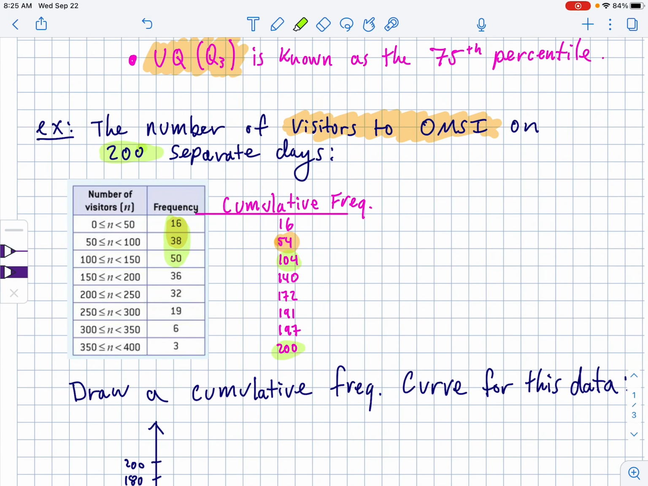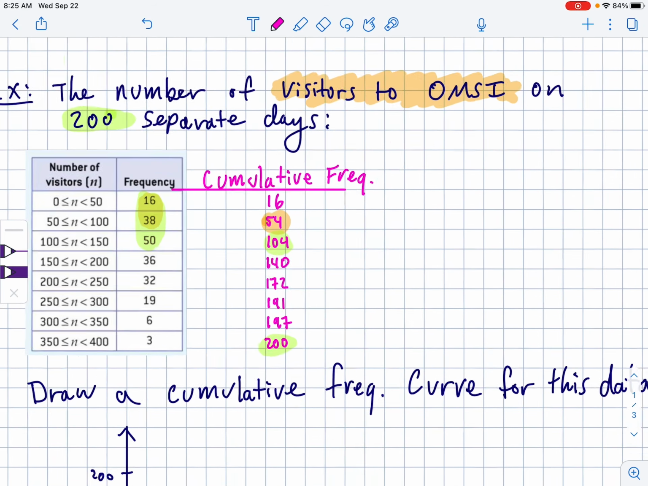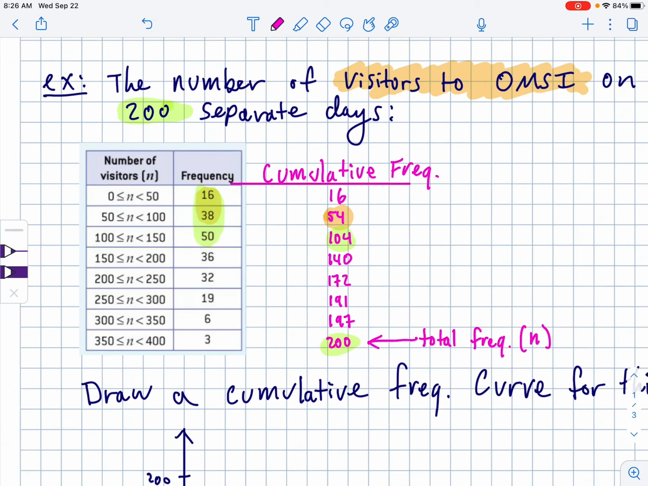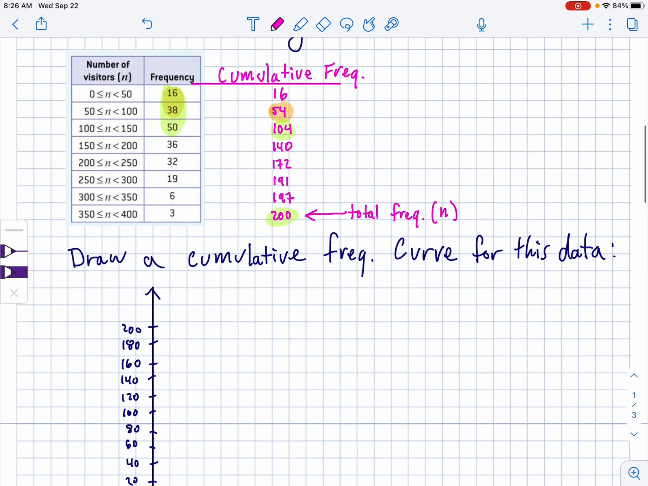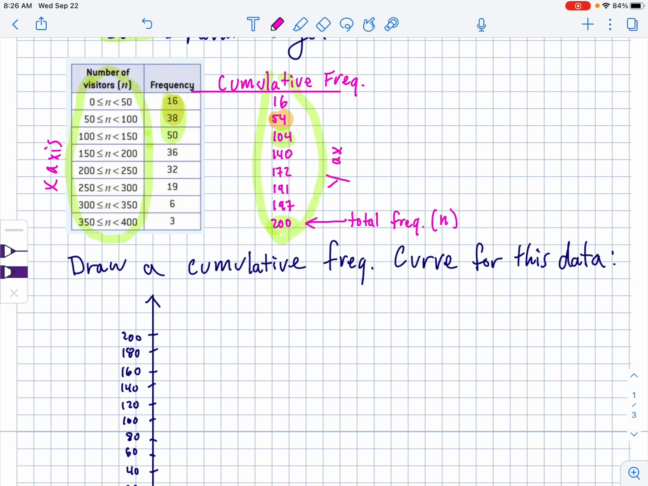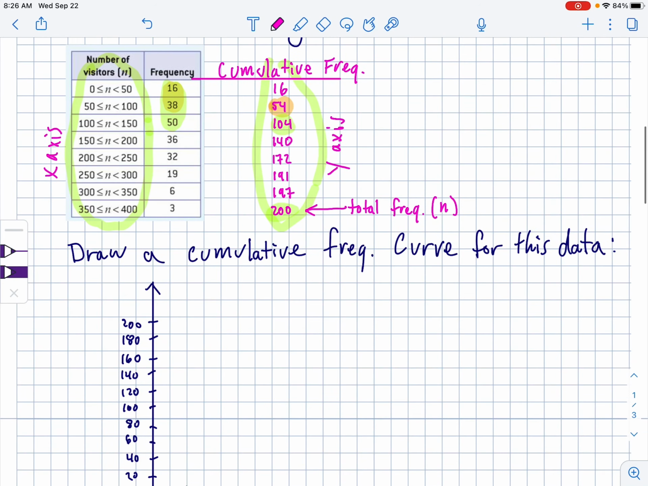Wasn't 200... let me zoom out again. Oh yeah, we had 200 days in this thing. So the last entry in the cumulative frequency column should always be your total frequency, or another way to say that is N. Now, we are going to take this whole column and our scores. The scores are going to become the x-axis. And then the cumulative frequencies will become your y-axis.